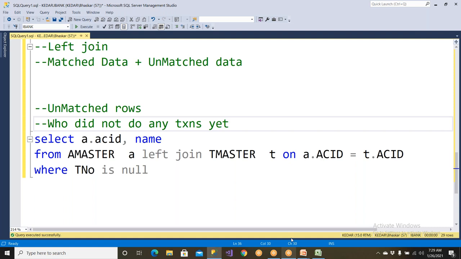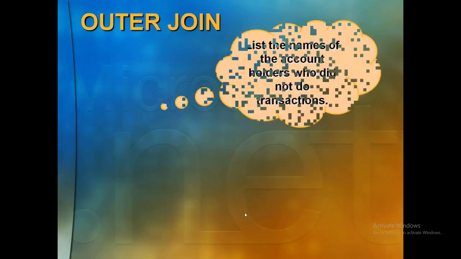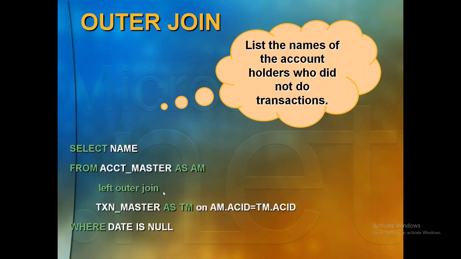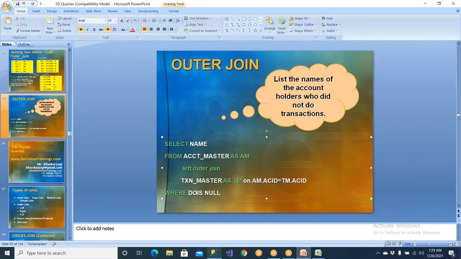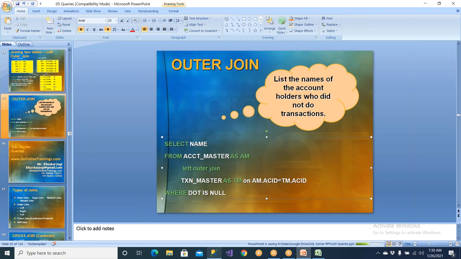Am I clear? All these things can be done with the help of joins. List the names of the account holders who did not do any transaction. I have taken date. Date means a DOT column, not a date column. This is a DOT. Any column you can take from the second table. There is no issue at all.